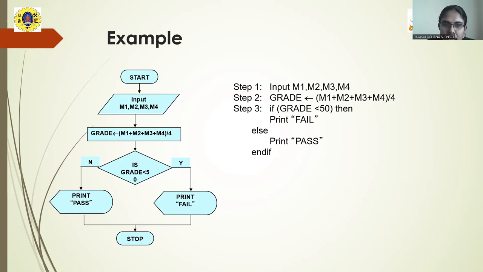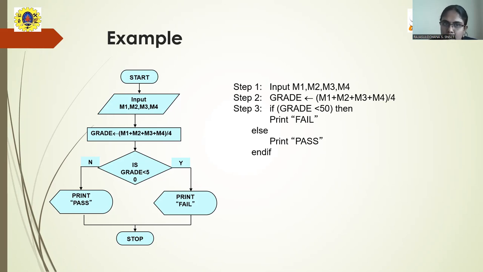After calculating the average, you have to make a decision whether the student is pass or fail. So the decision: if the grade is less than 50, it means the student is fail, and if the grade is greater than 50, the student is pass. This decision is given inside the diamond symbol. Then the output operation is mentioned. What is the output? Either you will print a pass message or a fail message, which is present inside the hybrid box. So finally, stop. See, the order in which the operations are to be carried out is mentioned using the flow lines. So this is how you draw a flowchart for an algorithm.